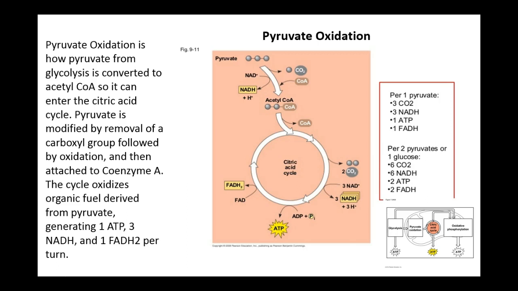And so what you have here on your right is the tally per 1 pyruvate, but please understand every glucose molecule is going to create 2 pyruvates. So per 1 pyruvate we have 3 carbon dioxides, 3 NADH, 1 ATP, and 1 FADH2. That's in the citric acid cycle. Per 2 pyruvates you have 6 carbon dioxides, 6 NADH, 2 ATP, and 2 FADH2. So the thing that you want to have in your head for the test and for the quiz, etc., is the products.